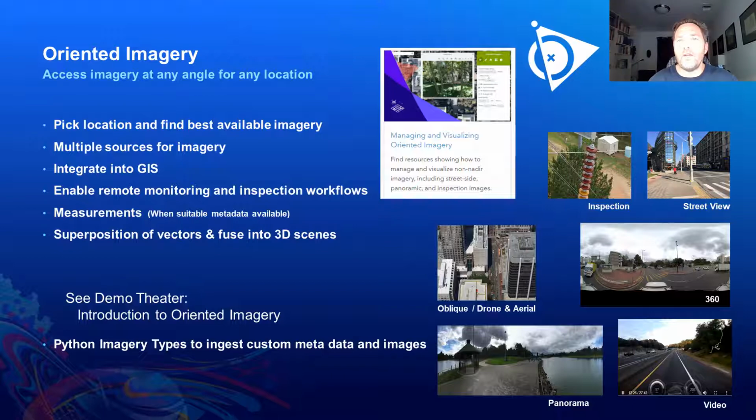These reference the often large collections of imagery from different sources, often stored directly in cloud storage, along with metadata required to provide the orientation. There is a separate Introduction to Oriented Imagery demo theater that I recommend you check out. Similar to the Python raster tools used to read metadata and add imagery to Mosaic datasets, there are similar Python image types used to read metadata about oriented imagery and create the oriented imagery catalogs. These can be developed to support new sensor sources.